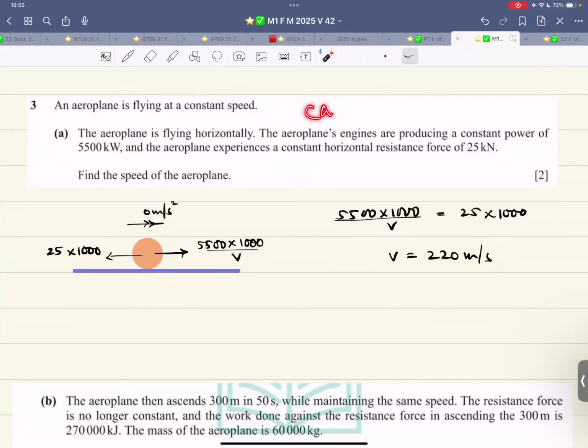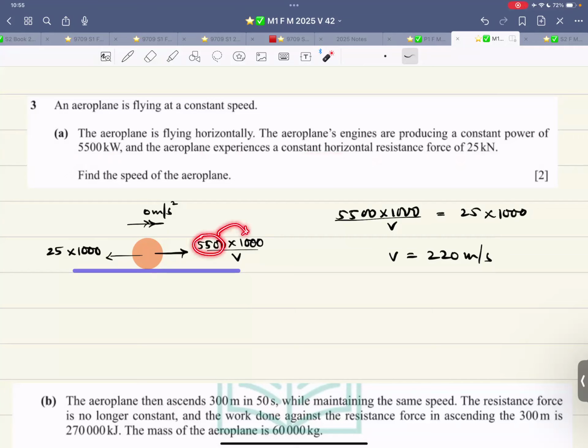Question number 3, it's about an airplane. I think they got tired of car and van and trailer and maybe a motorcycle or something. So now they're talking about an airplane. The aeroplane is flying horizontally. The aeroplane engines are producing a constant power of 5,500 kilowatt, and the aeroplane experiences a constant horizontal resistance force of 25 kilonewton. So now that's the airplane.